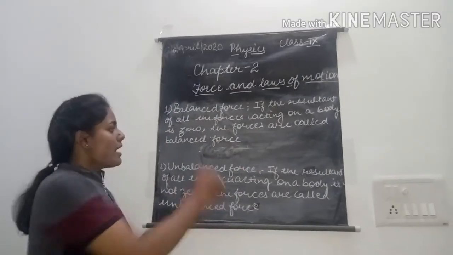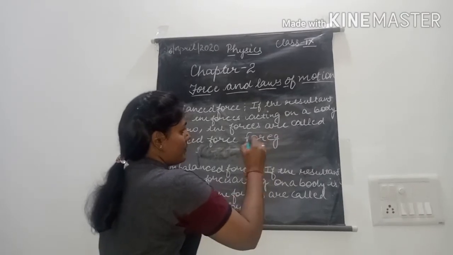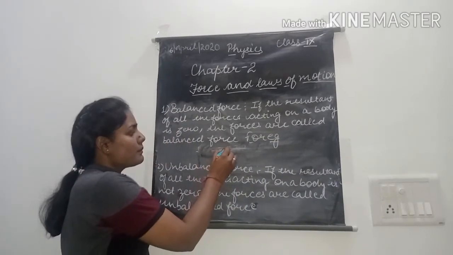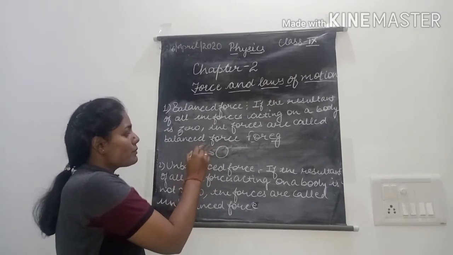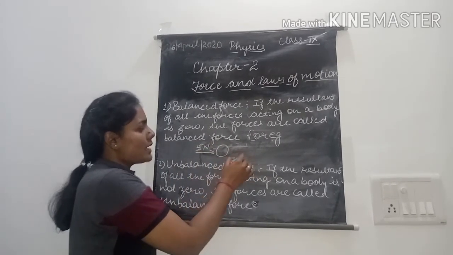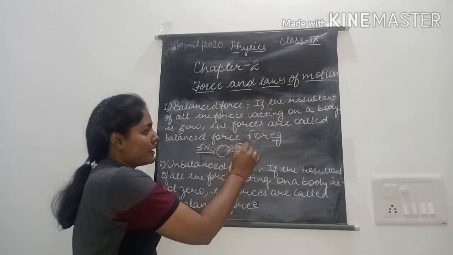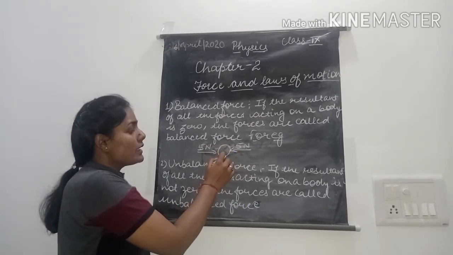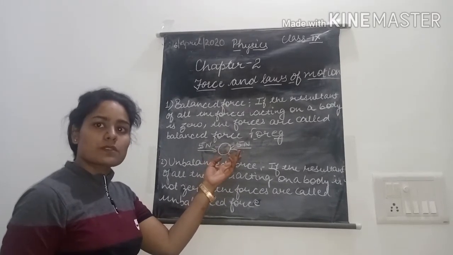See here, for example, we take a ball. We apply 5 Newton force from this side, then the same force of 5 Newton is applied on the opposite side. It means the ball never changes its position. This force is known as balanced force.